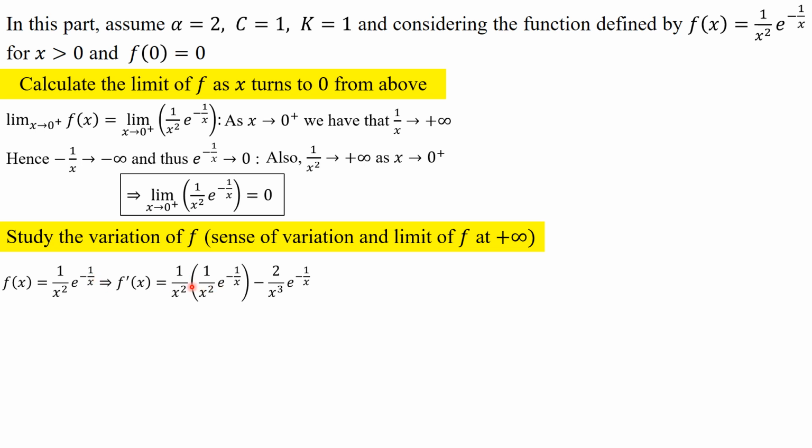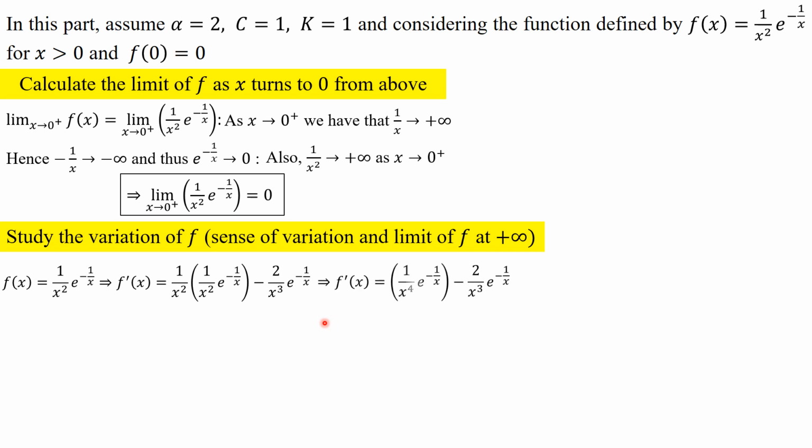So at the end we get 1 over x squared times 1 over x squared e raised to the power negative 1 over x. Then plus, we now keep e raised to the power negative 1 over x constant, and we differentiate 1 over x squared. Differentiating 1 over x squared, you get negative 2 over x cubed, then times our e raised to the power negative 1 over x.